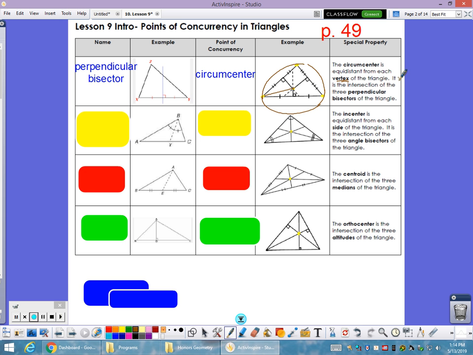That's really important. It is the intersection of the three perpendicular bisectors of the triangle. This is the one we're going to focus on today. But let's just write our notes for the other ones.